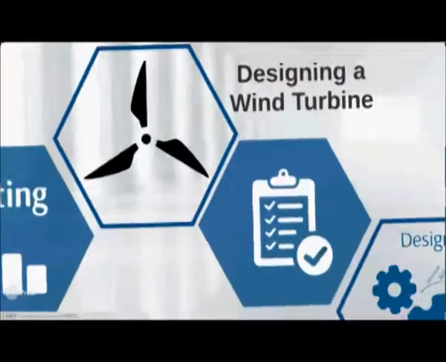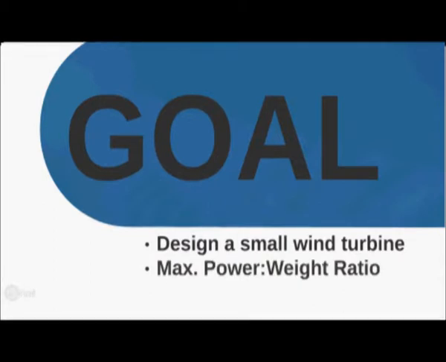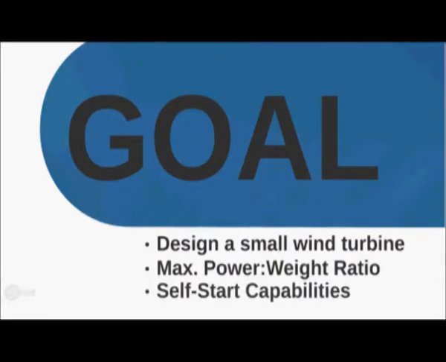We were tasked with designing a small wind turbine to be tested in the Donald Campbell Wind Tunnel at Imperial College London. The target was to maximize the power coefficient to weight ratio, all the while maintaining self-start capabilities. Due to the wind tunnel size and testing equipment, several design restrictions were imposed on the project.